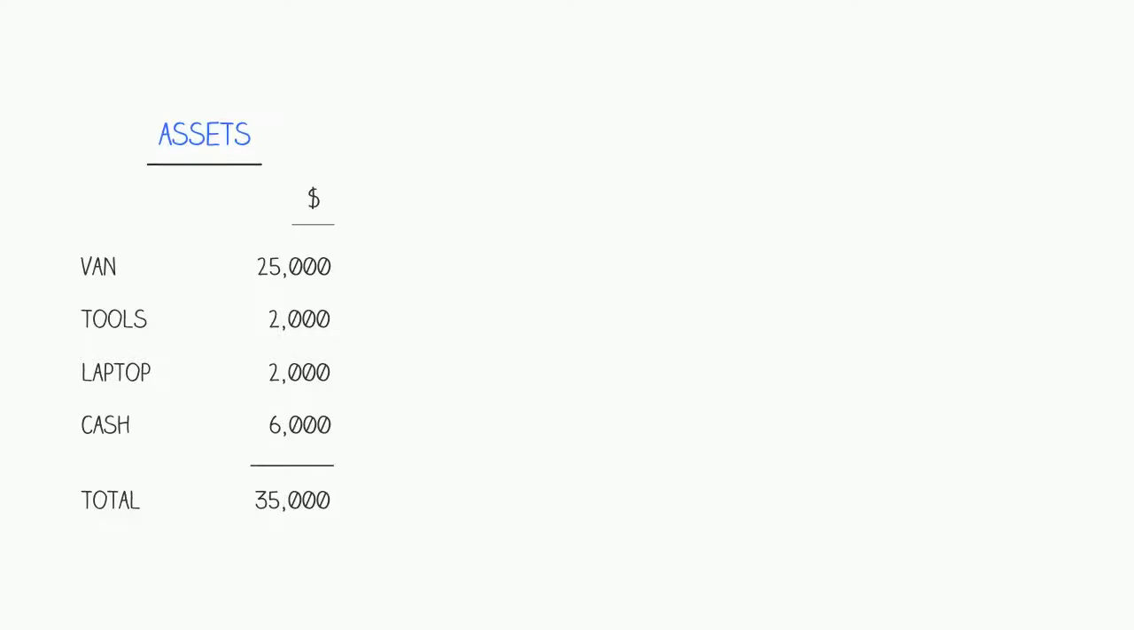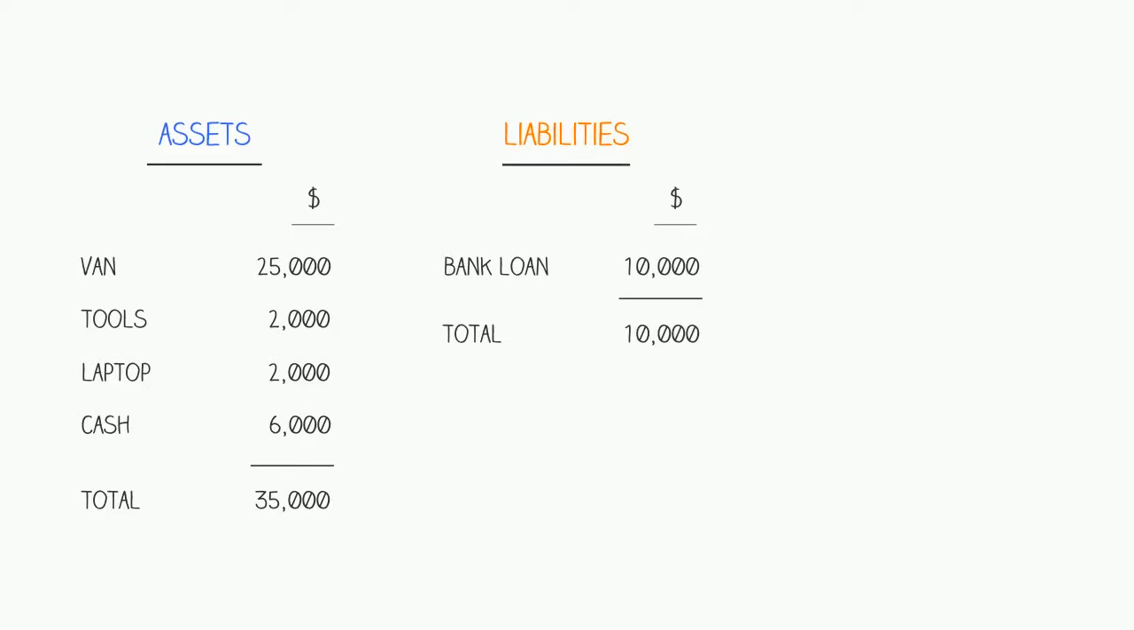Let's now have a look at his liabilities. To help afford some of his business equipment, Tom has taken on a bank loan. This information forms the second column in the balance sheet.